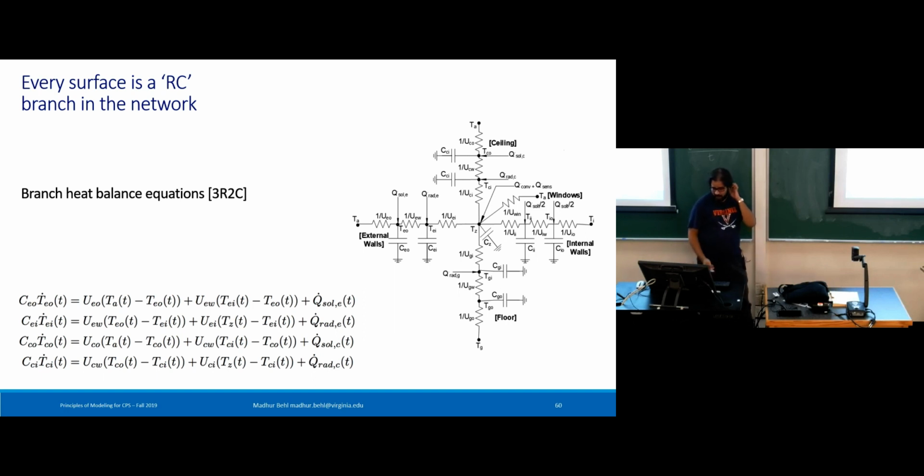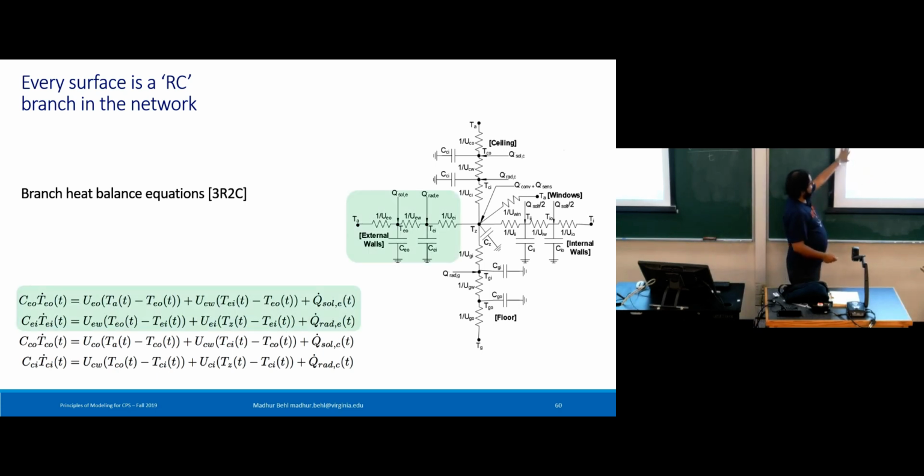Okay, so again, I like to associate equations with these branches. So that external wall is this equation, right? The capacitance of the external outside times the rate of change of temperature of the external outside is the convective heat rate between ambient temperature and outside surface, plus conductivity times the differential of the wall itself, plus direct solar heat gain on the external surface, which is the same as this picture.